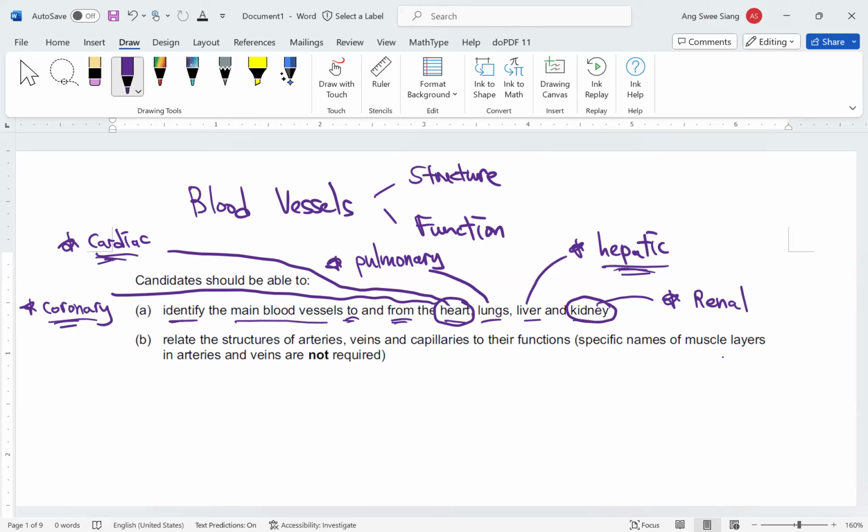So that is the first learning outcome. You need to be able to identify the main blood vessels transporting blood to the organs and away from the organs, from these four organs stated here. Then the second part of this section, we are going to look at the structure of the three different types of blood vessels: arteries, veins, and capillaries. They are the three different types of blood vessels that you need to know for your syllabus.